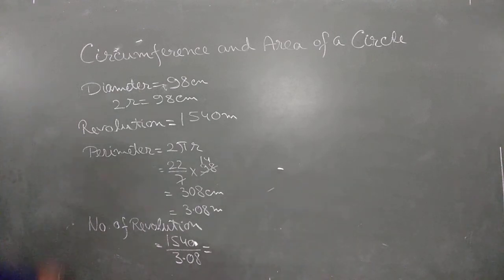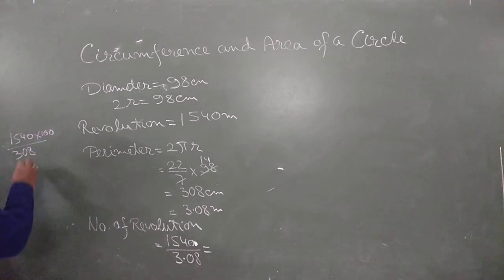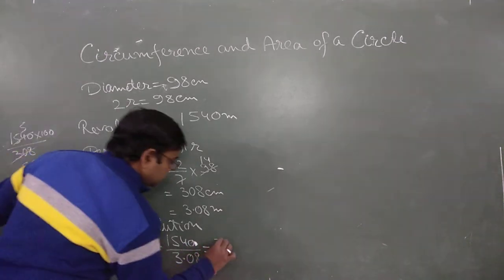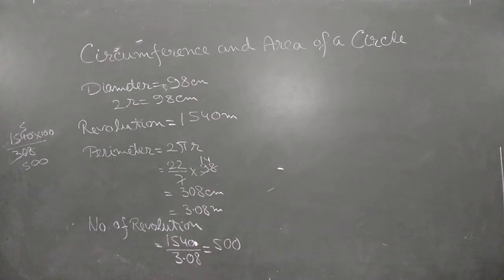In rough figure I am going to divide it. 1540 is 308 multiplied by 5, it's 500. So the answer is 500 revolution. So this is the solution of this question.